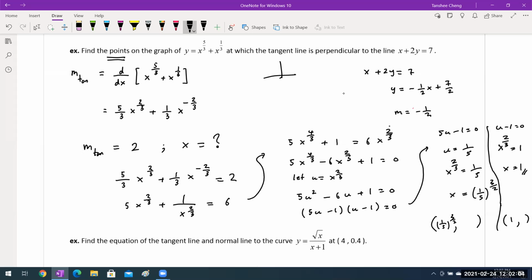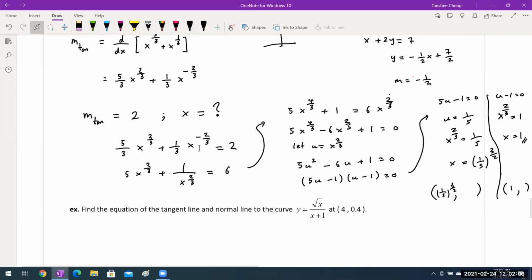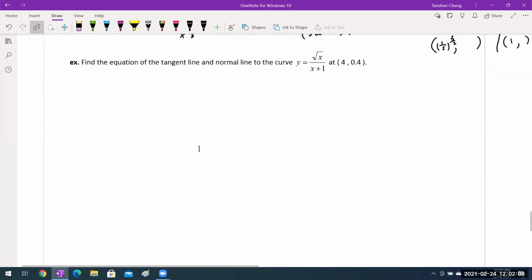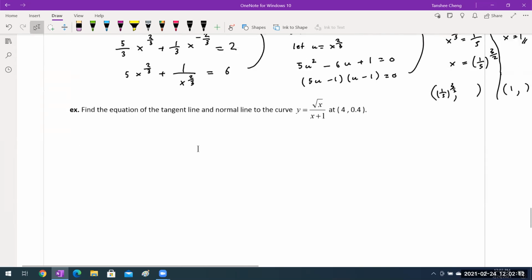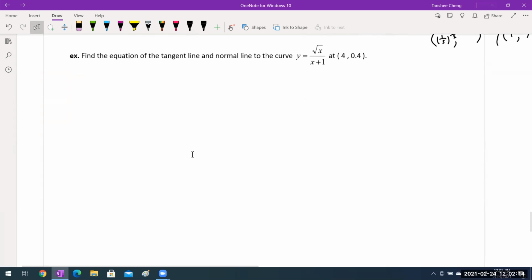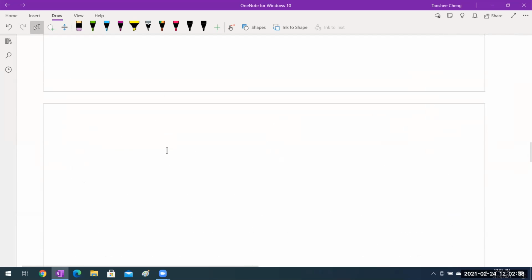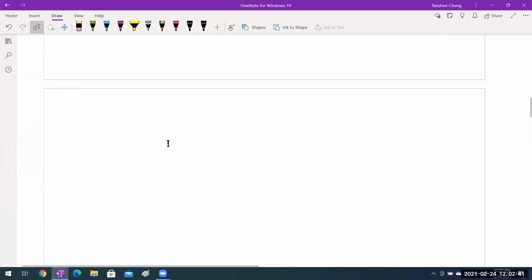Now, let's move into the next example, right? So this is probably the last example. Yes, this is the last example. But to talk about this example, we need to understand terminology, right? We will go back and look at it. Find the equation of the tangent line and the normal line to the curve at this particular point, right? So tangent line, we don't have a problem. We know how to find it out. But what is a normal line? So let's go back all the way to the beginning of the notes and take a look at the definitions of it.